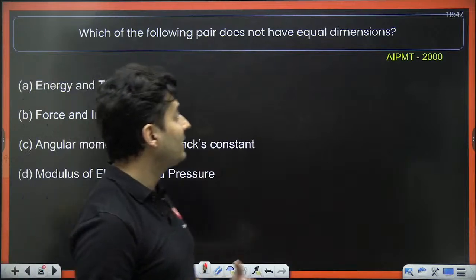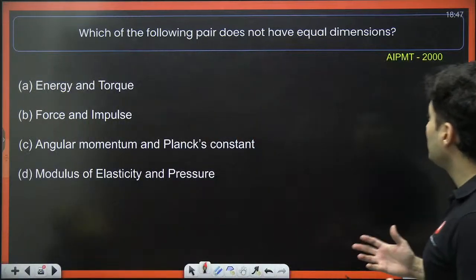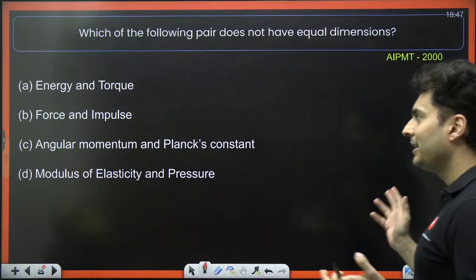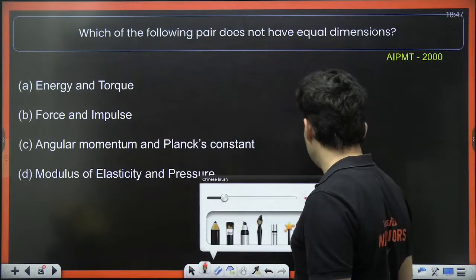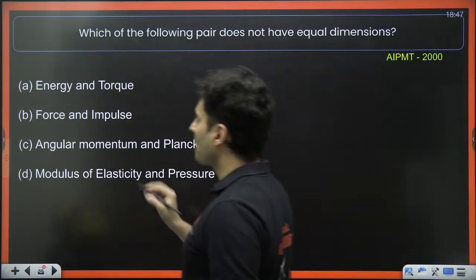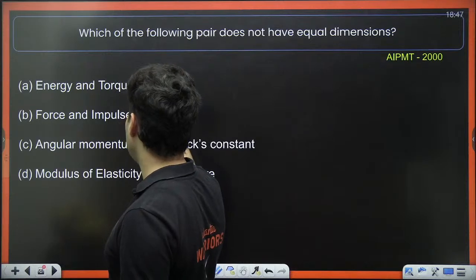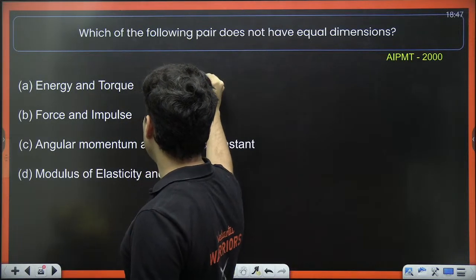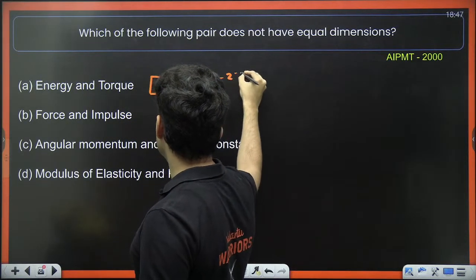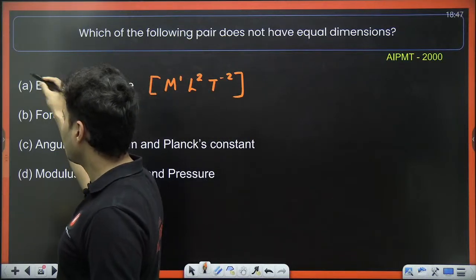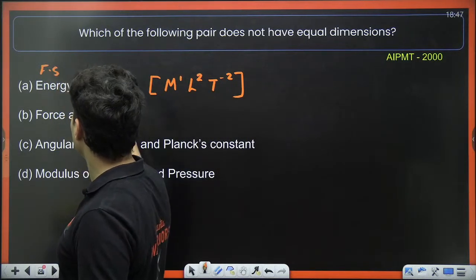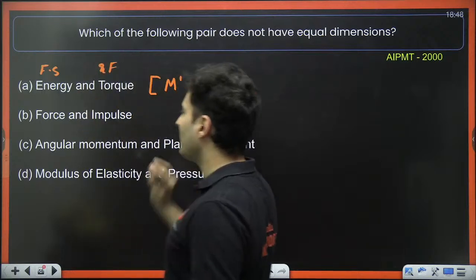Which of the following does not have the dimensions which are equal? Energy and torque. I just discussed this. Energy and torque both have the dimensions M raised to 1, L raised to 2, T raised to minus 2. Because energy, work, same thing. Force into displacement. This is R into F. Same dimension.